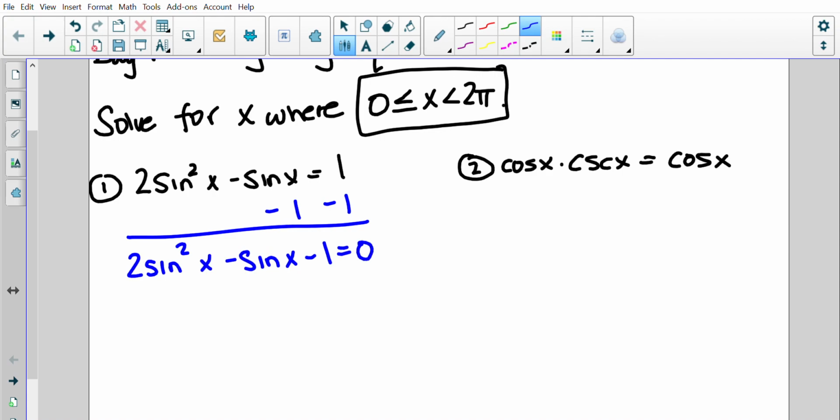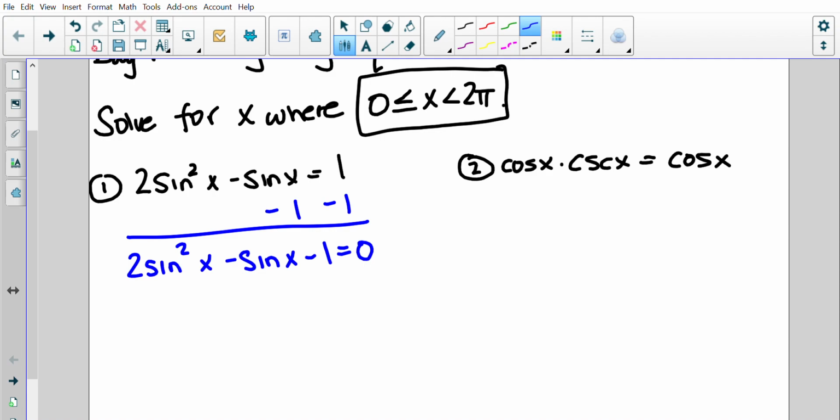And if you guys don't like the way this looks, you of course can do a substitution where you let capital A equal sine x, so that you would get 2A squared minus A minus 1 equals 0, and you can go about it that way. I'm not going to do that for this unit just to save myself some time, but if that strategy helps you, then by all means go for it.